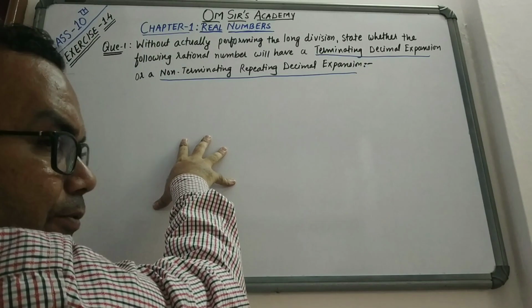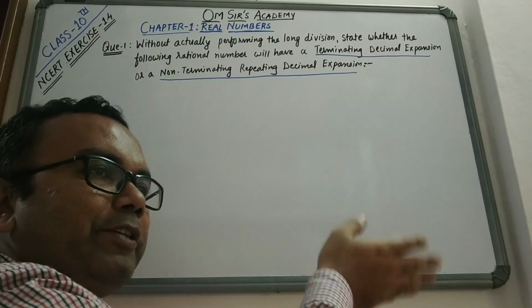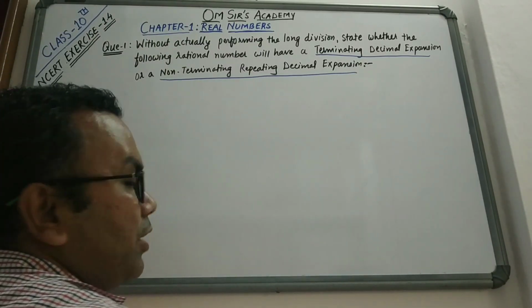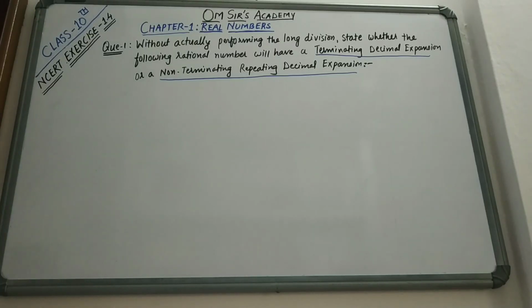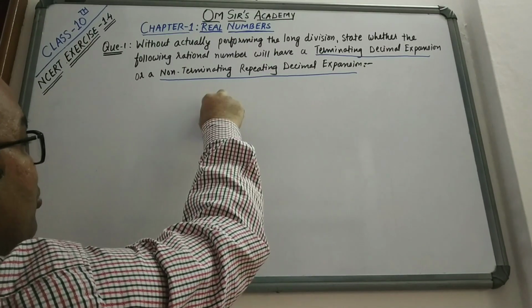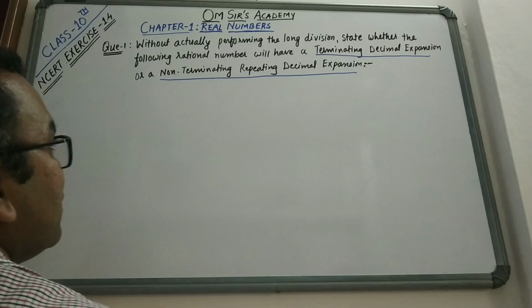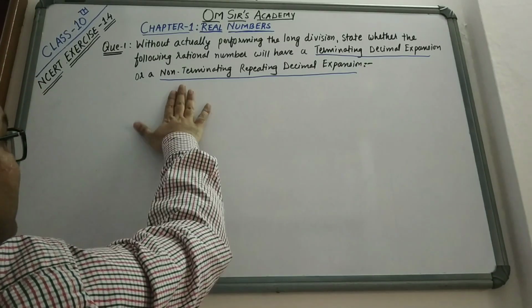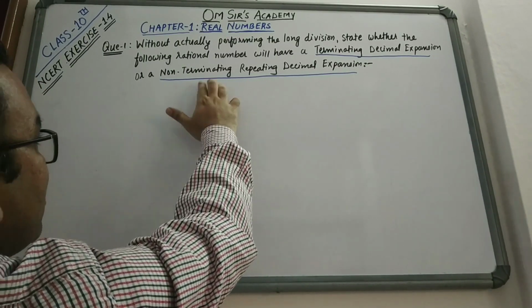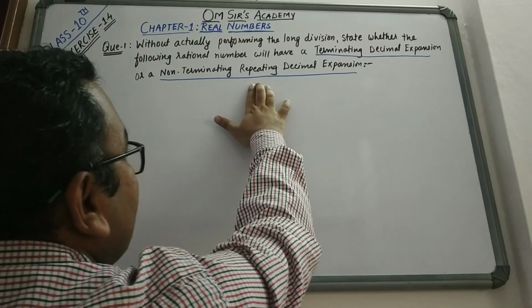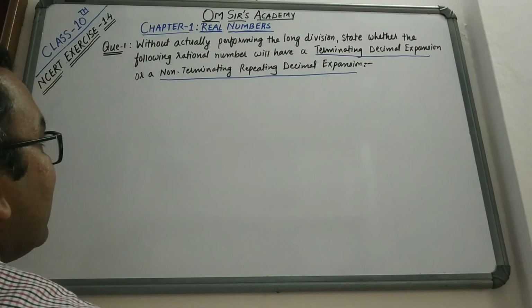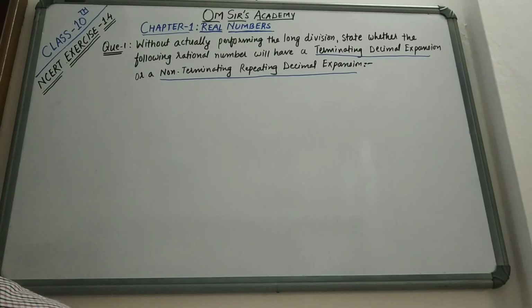So how can we judge this, friends? We have already discussed the theorems in the previous video, theorem 1.6 and 1.7. What do they say? Theorem 1.6 says that if q, in the p by q form, is in the form of 2 raised to n and 5 raised to m, then it will have a terminating decimal expansion. And the next theorem says that if q is not of the form 2 raised to n and 5 raised to m, then it will have a non-terminating and recurring decimal expansion. So let us start, friends.